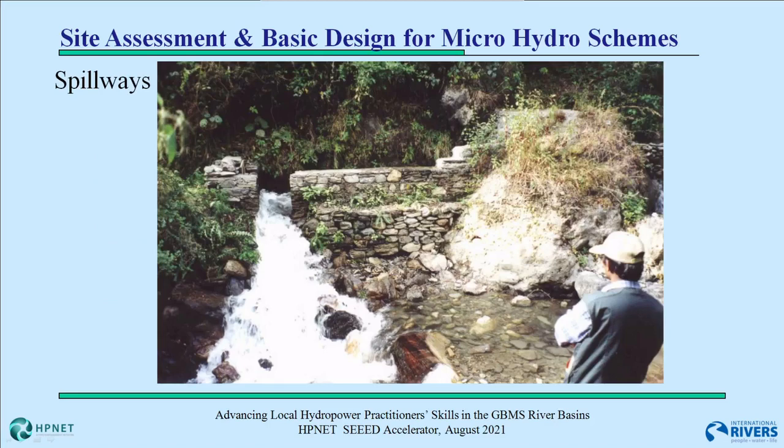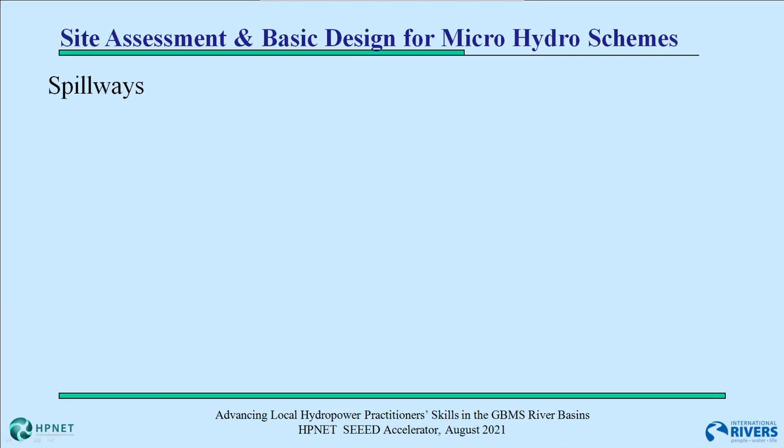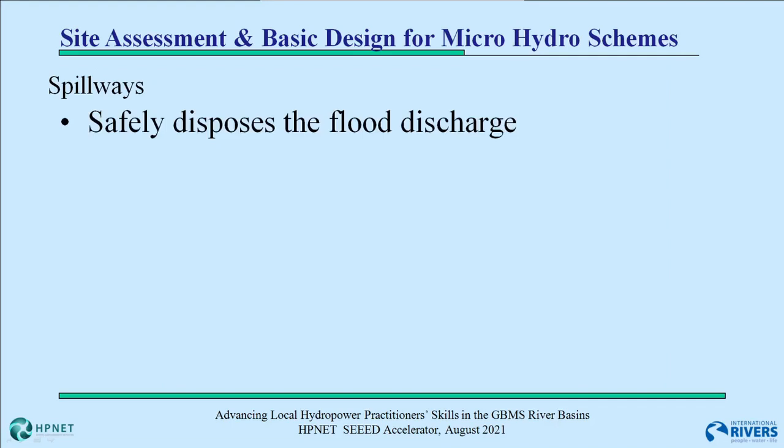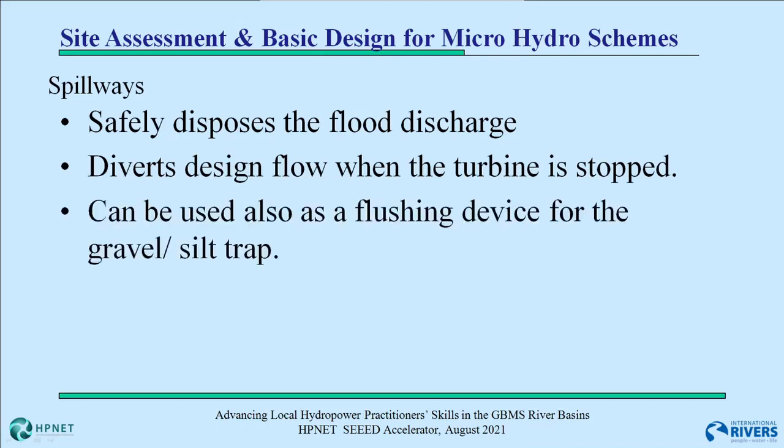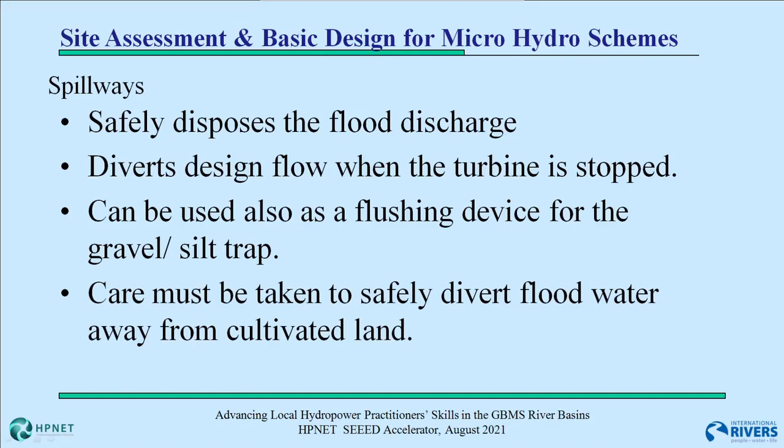Spillways are openings in headrace canals that divert excess flow and only allow the design flow downstream. The primary function of a spillway is to safely dispose the excess flow which happens during floods. Sometimes when the turbine is stopped, design flow will be diverted through the spillway. It can also be used as a flushing device for the gravel or desilting tank. It is also important to place the spillway in such a way that the excess flow does not affect the cultivated land of the village nearby.